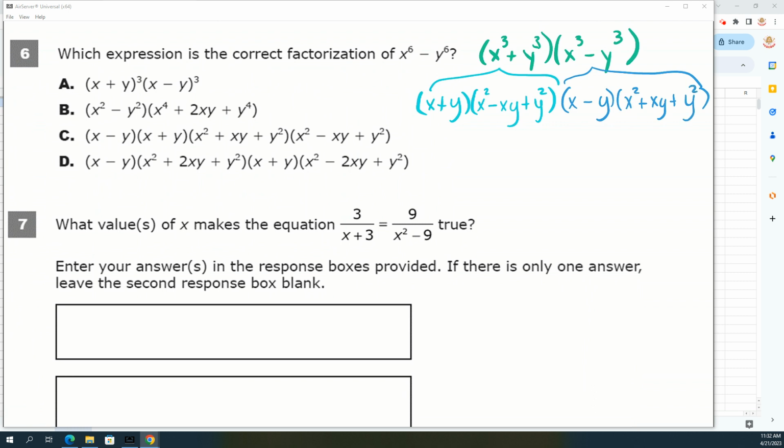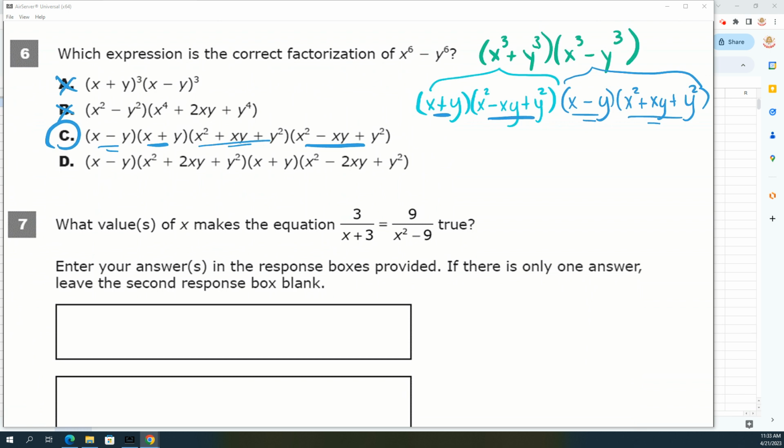All right, so we're looking for which one of these matches. Now, obviously, it's not A or B. So look very closely in C and D, and it's going to be C. Now, they're out of order, but you're multiplying, so it's fine. But we have all of the different parts. So that's it.